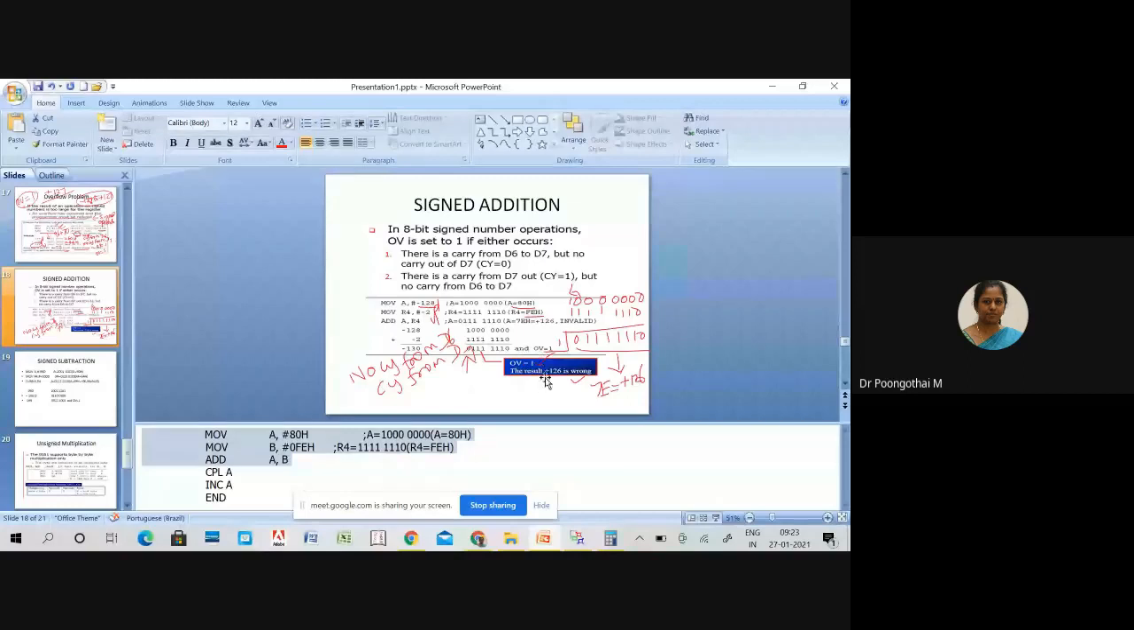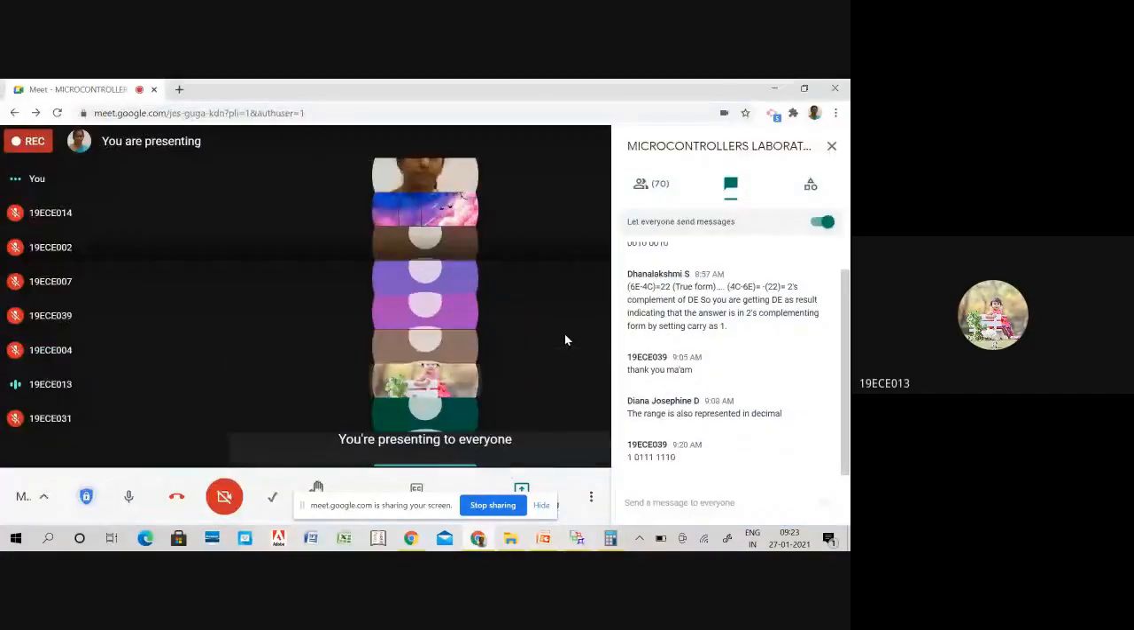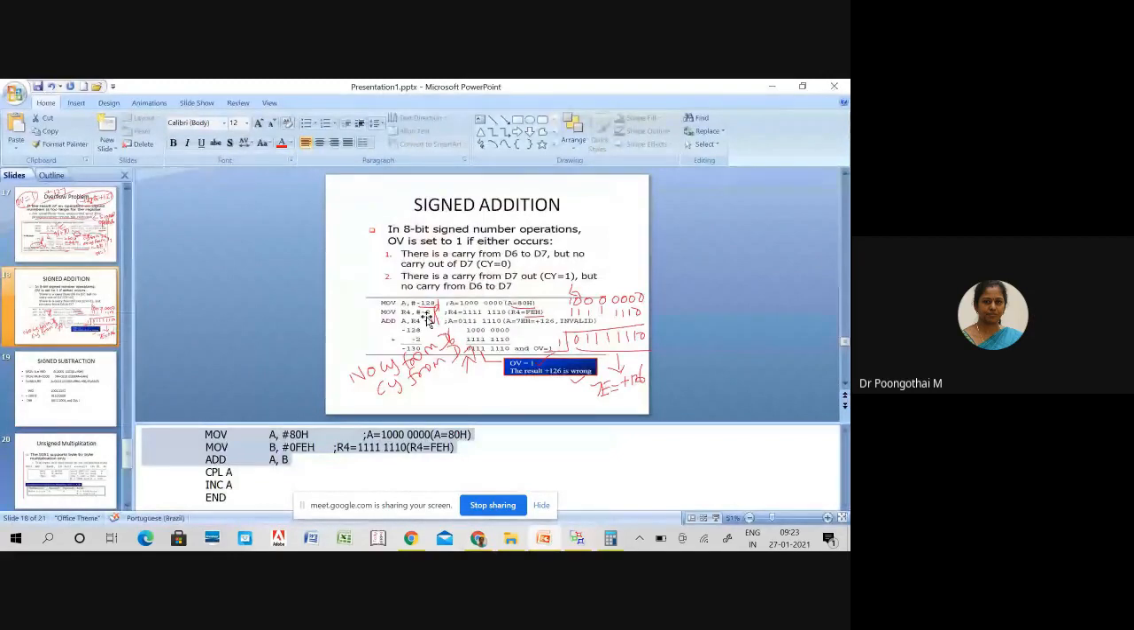The original answer is plus 126. That is, 7E is the original answer. Is that clear? Yes, ma'am. We are writing minus 2 in decimal, ma'am. Actually, minus 2 is the negative number. So the equivalent hexadecimal number for minus 2 is FE. So how do you convert this minus 2 into hexa?